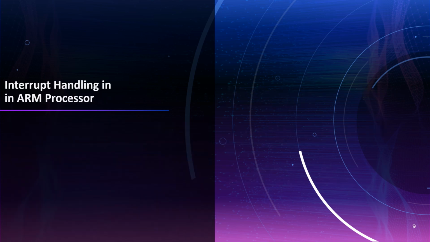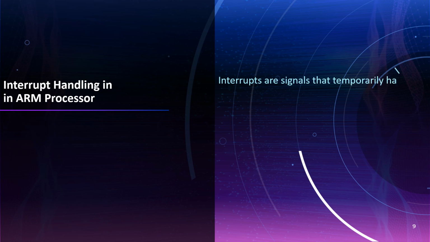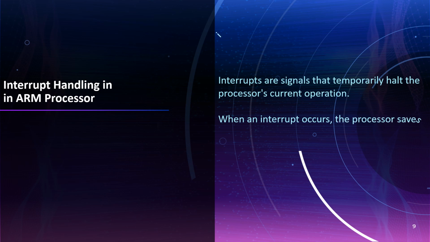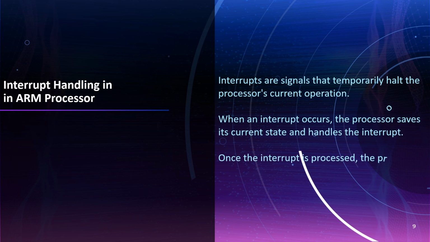Interrupt handling in ARM processor. Interrupts are signals that temporarily halt the processor's current operation. When an interrupt occurs, the processor saves its current state and handles the interrupt. Once the interrupt is processed, the processor resumes its normal operation.